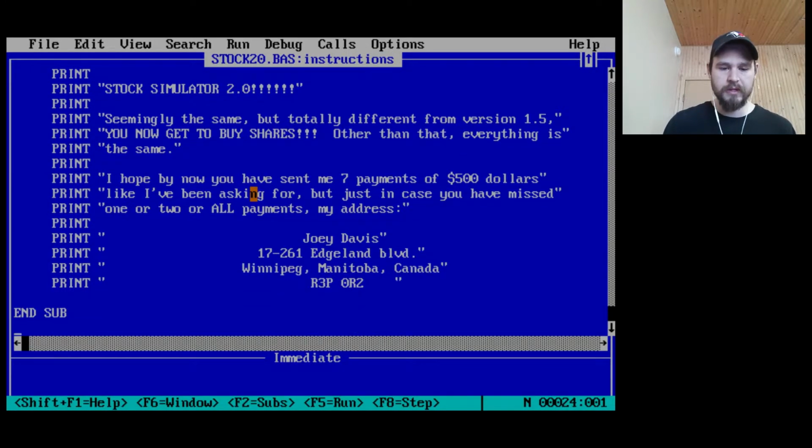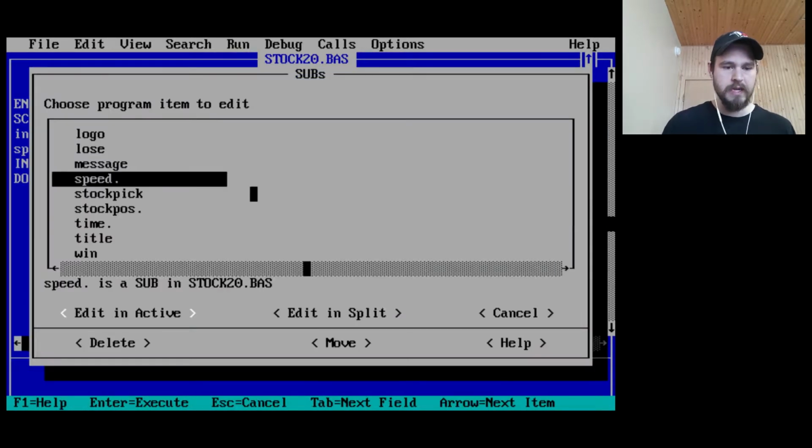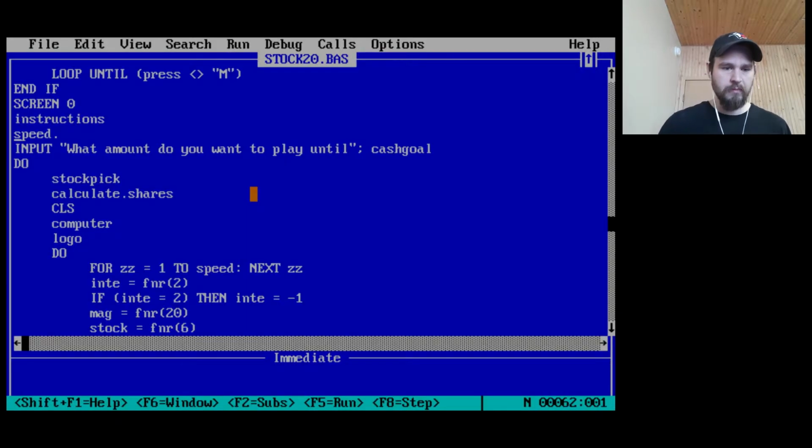Again, more print statements. Nothing much going on there. And speed. New speed for stocks to change. Put that into speed. So I feel that this has been in previous versions of Stock Simulator. Maybe not in its own subroutine, though. But I really started to break things up into their own subroutines, and that's nice. It takes away from the absolute mess and chaos that the main routine is.